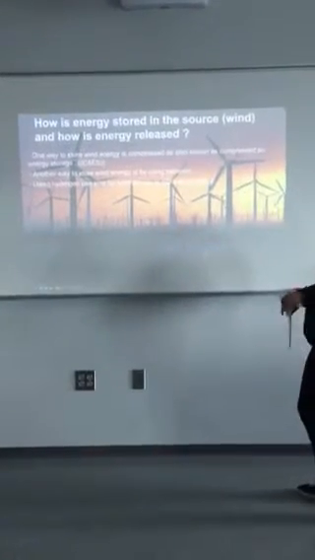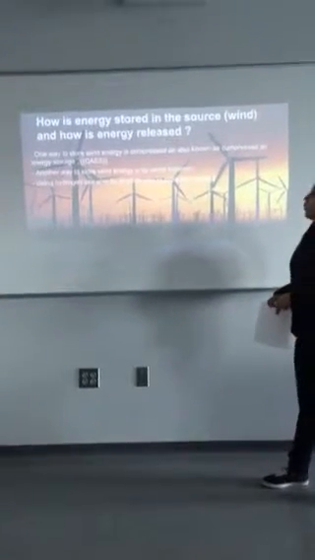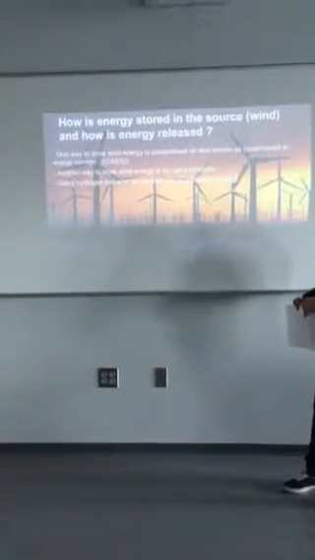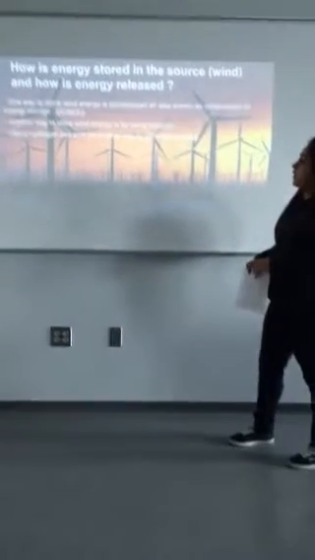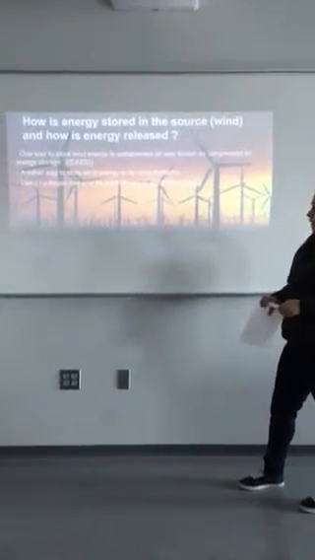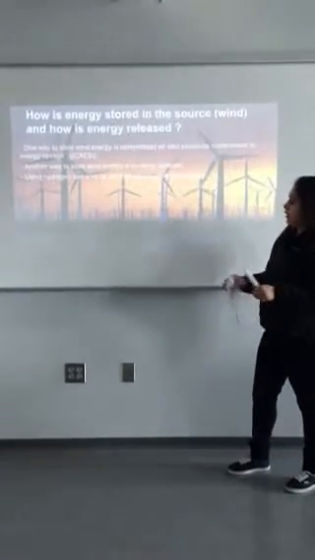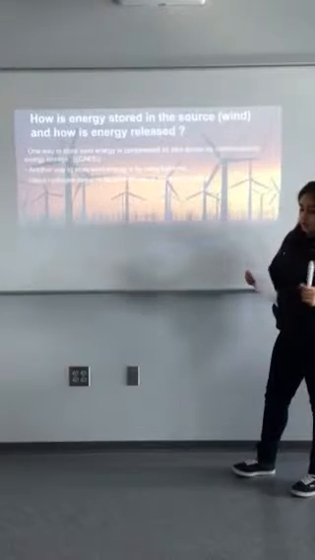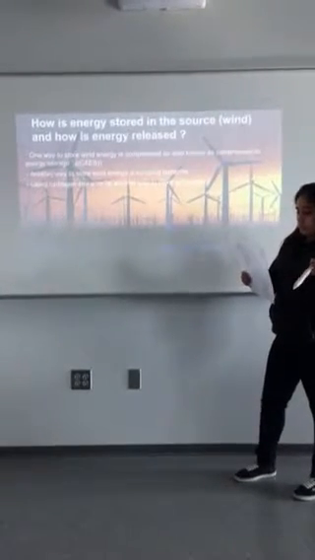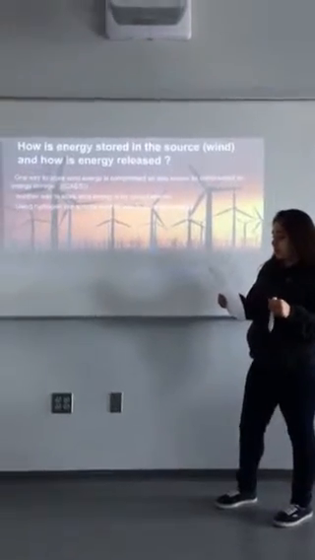How is energy stored in the source, and how is energy released? One way to store wind energy is to compress air, also known as compressed air energy storage. Another way to store wind energy is by using batteries. Using hydrogen can also be another way to store energy. How is energy released? Wind energy is released through the wind power driven generator to the electricity grid.